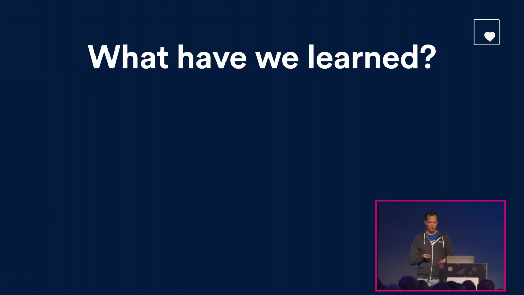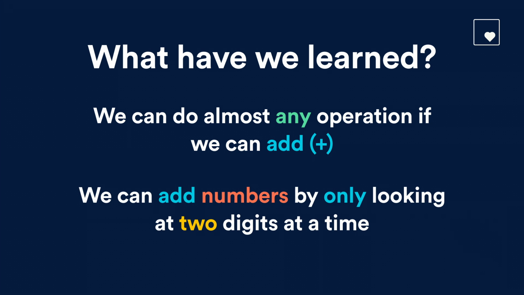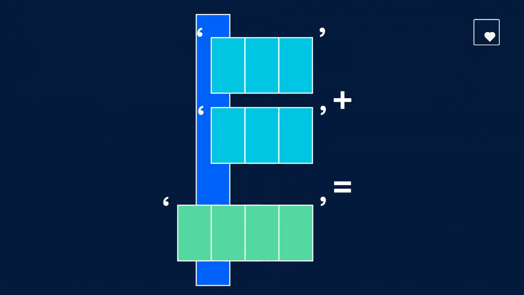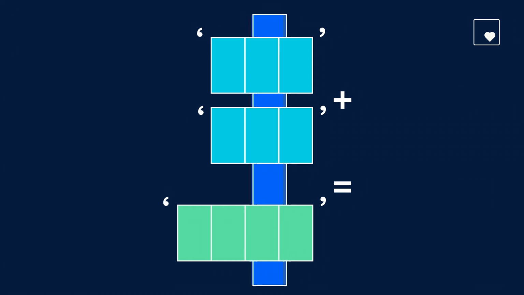Let's think about what we've learned from looking at this string approach to doing math. Firstly, we learned that we can do almost any operation if we can add. If we're using a binary system, if we can add, we can do lots of different operations. And we can add numbers together, potentially really big numbers. We only need to look at 2 digits of that number at a time. So just looking down the columns, shifting to the left, sorry.